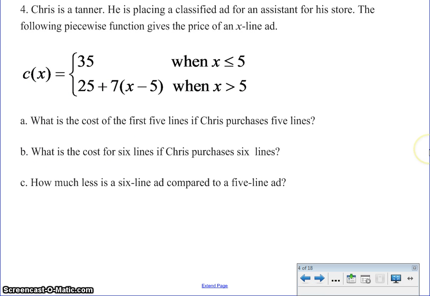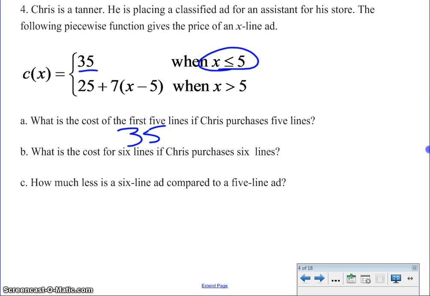All right, number 4, it says Chris is a tanner. He placed a classified ad for an assistant for his store. The following is the piecewise function for an X-line ad. A says, what is the cost of a 5-line ad? Well, if I look at my qualifiers, or my when, the first one says when X, or number of lines, is 5 or less. So it's asking about 5 or less, so I know the cost is simply $35.